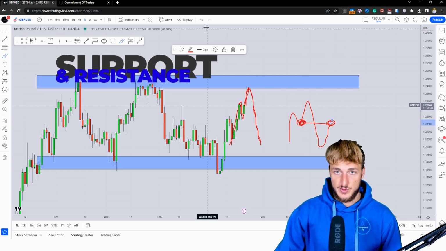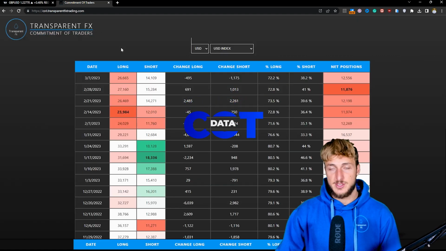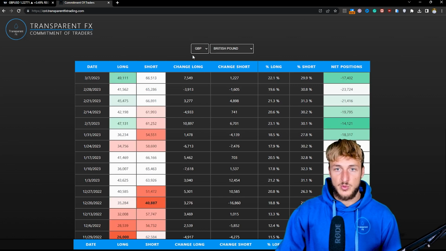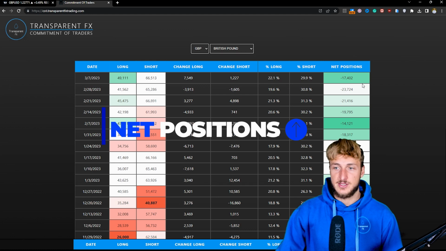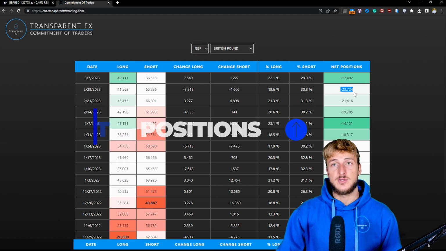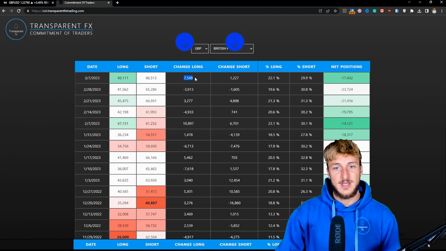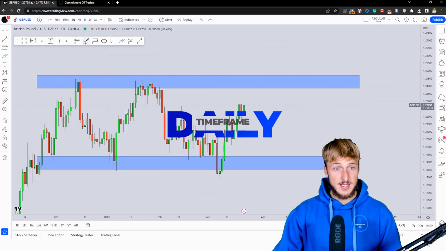Now, if we go and see what we have when it comes to the commitment of traders, so the COT data, which is what the non-commercials, so the biggest speculators in the market are doing, and we check the data for the pound, what we can see is that with the last reports, net positions have once again started increasing. We went from minus 23k net positions all the way up to minus 17k net positions, with 7k longs added with the last report. So it seems like once again we're starting to see a slow increasing of the net positions, making the pound stronger.